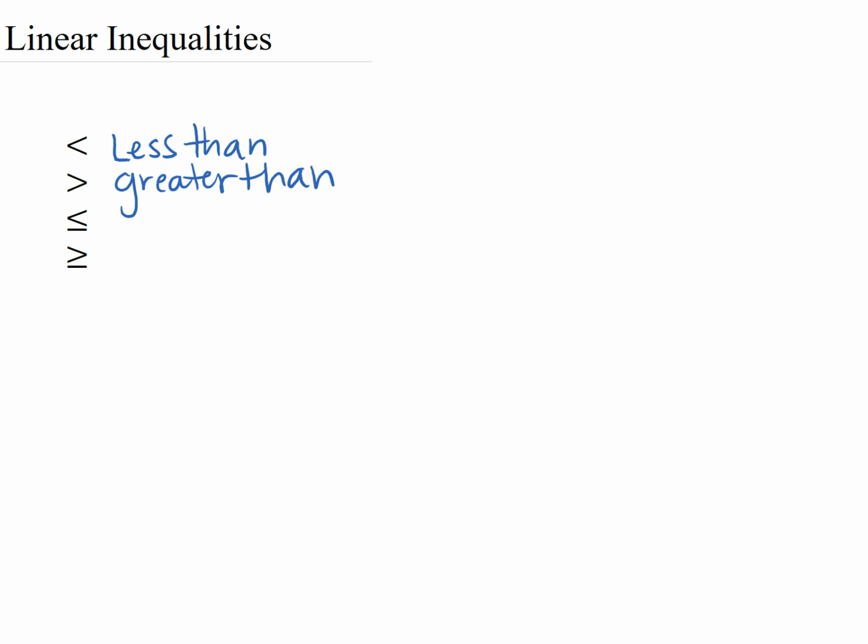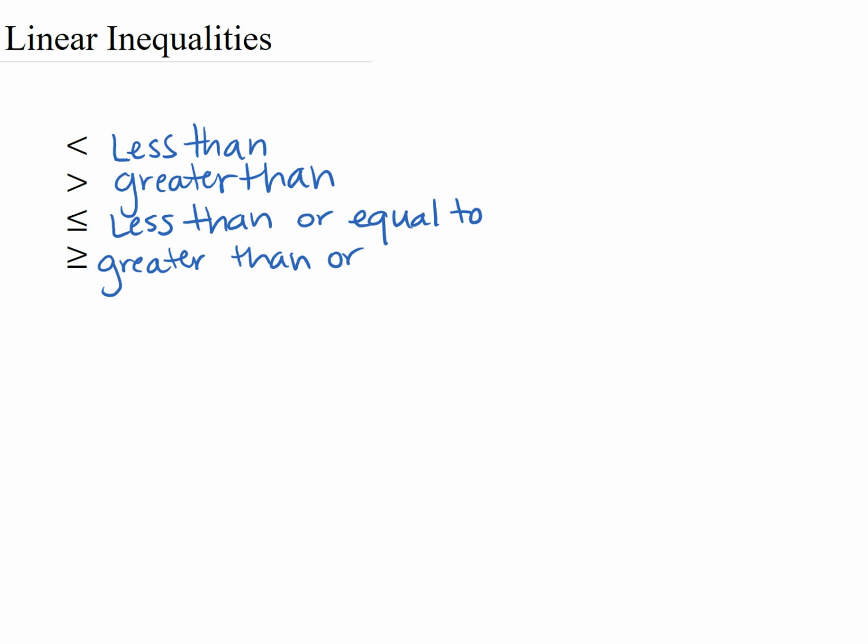Whenever you see the line underneath it, that means it's also equal to, and it's either less than or equal to, and greater than or equal to. So for instance, x is less than 3 means that any value of x that is true has to be less than the number 3. A solution must make a true statement.